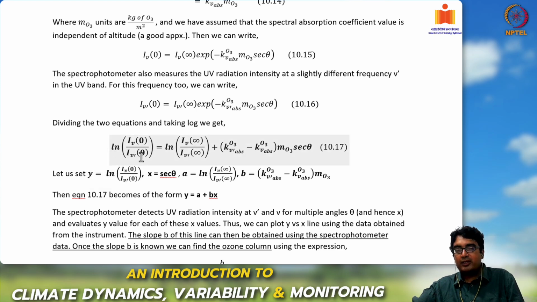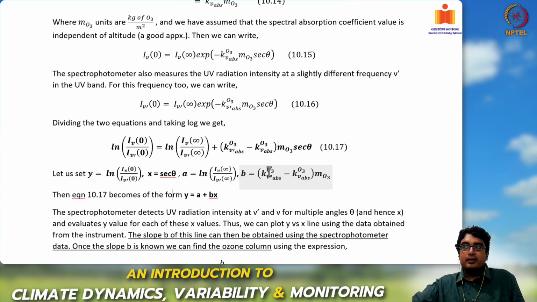log of ratios of the observed spectral radiation intensities. Variable x is the zenith angle sec theta. Coefficient a is the log of the ratio of the actual spectral radiation intensity at the top of the atmosphere, and the slope b of the straight line is the difference between the mass absorption coefficients for these two frequencies into the weight of the column of ozone.